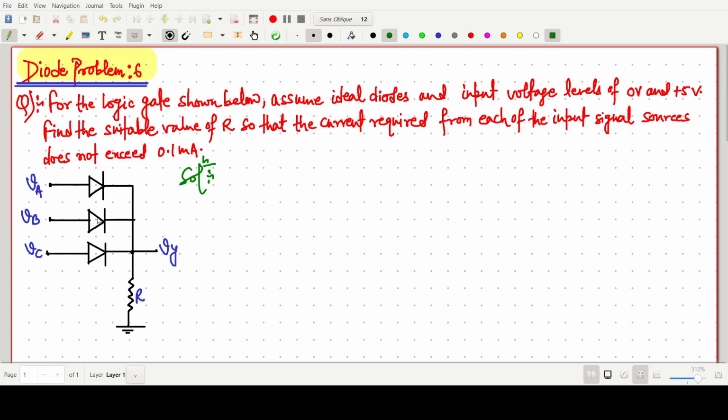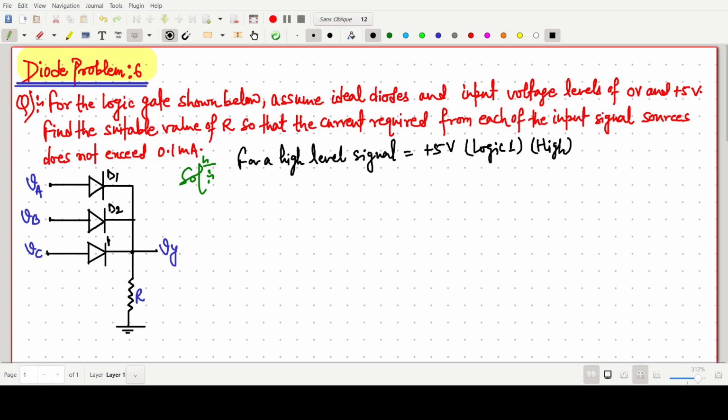We can easily identify it. Suppose a high level signal is around plus 5 volt, or we can say logic 1, or logic high. So if any one of the inputs is high, the diode will be on. Say the diodes are D1, D2, D3.